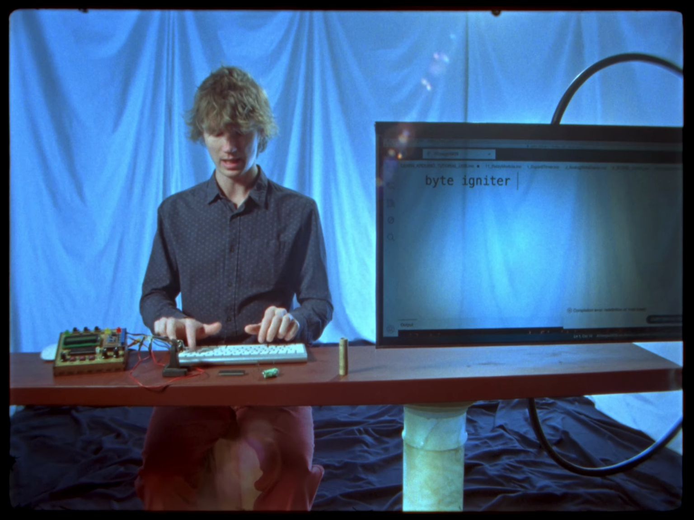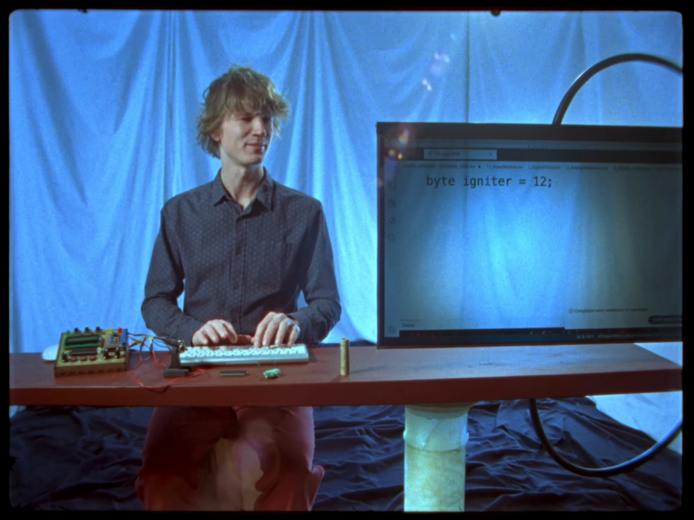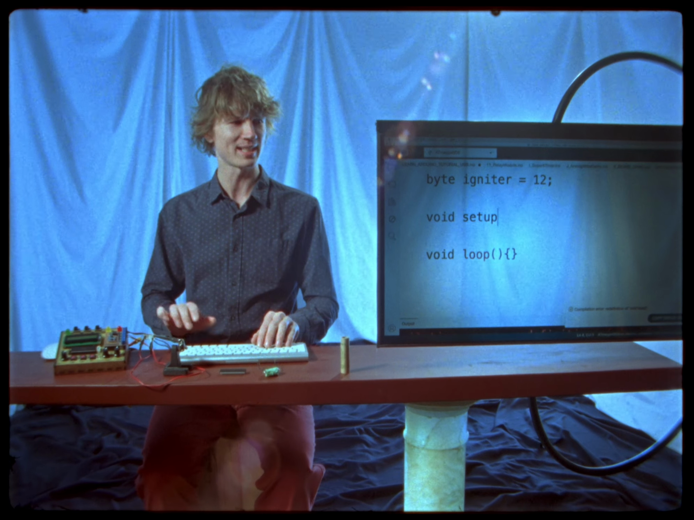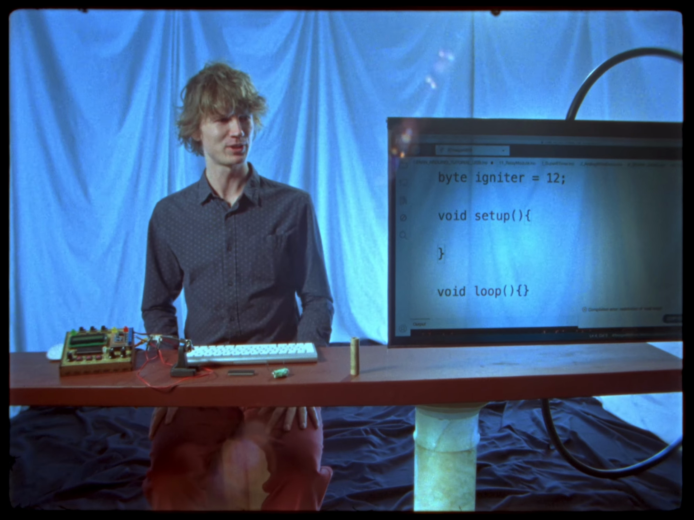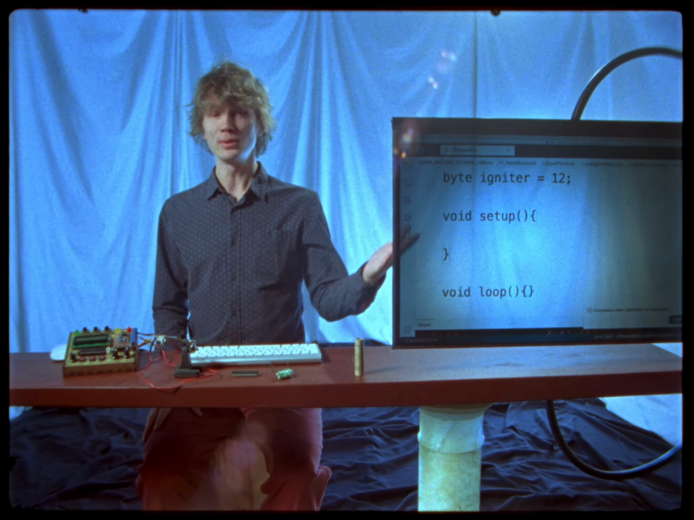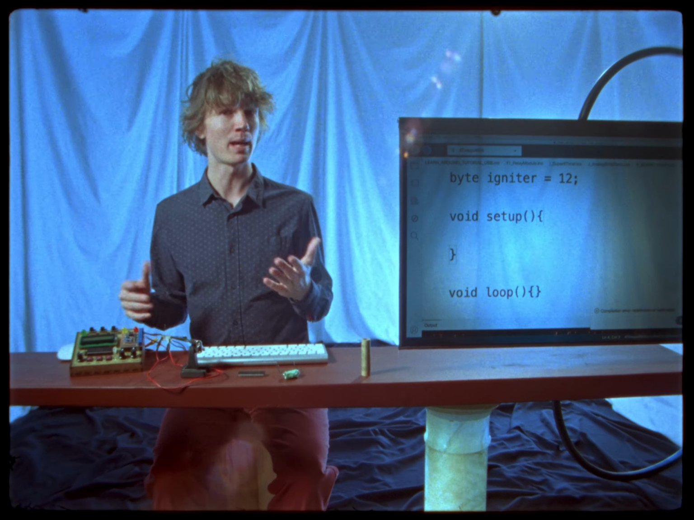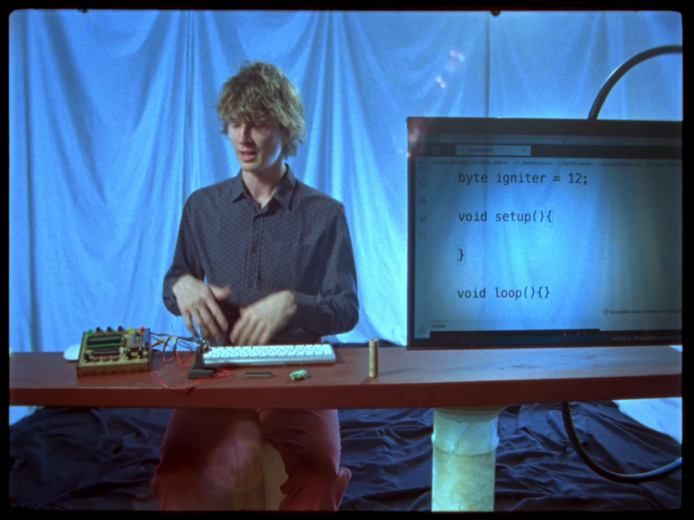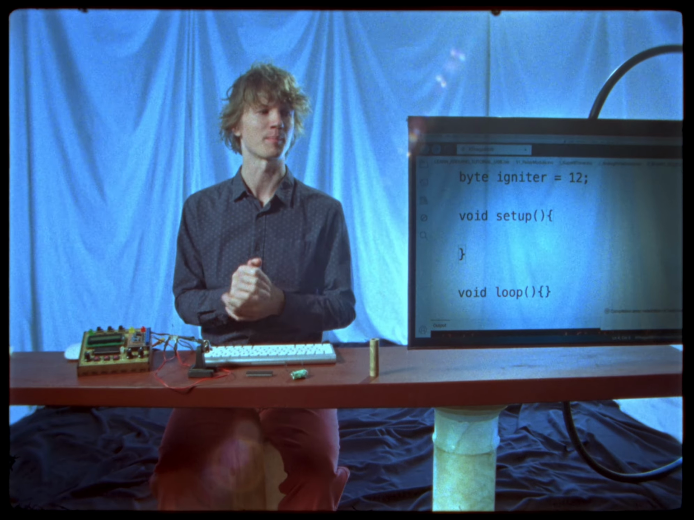Let's write some code, and I'm going to start by declaring this pin that controls the igniter. So byte igniter is 10.2 semicolon. And as always, void setup, void loop, parentheses, curly brackets. Yeah, you'll have to type it every time, otherwise your code won't work. We do need to make this igniter an output, because that makes it capable of sending out a signal to the accessory board, which will in turn amplify it and send it to the igniter.